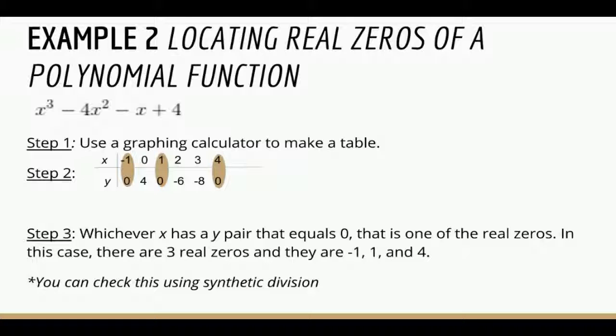Step 1, use the graphing calculator to make a table. I put what I put down on my calculator right here for step 2, and I circled the ones that pair up with 0, which is step 3. So whichever x has a y pair that equals 0, that is one of the real zeros. In this case, there are 3 real zeros, and they are negative 1, 1, and 4. Also, you can check this using synthetic division just to make sure you're completely right.